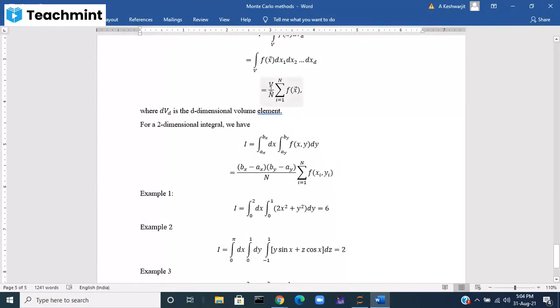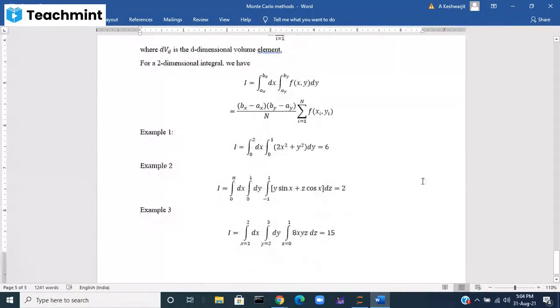In 3 dimensions, this V will be (bx minus ax) times (by minus ay) times (bz minus az). In 2 dimensions it is (bx minus ax) times (by minus ay). Then we divide by the total number of points, n. We find the value of the function at these n points, given by xi, yi, and then we take their sum. We multiply by this, and we get the integral.